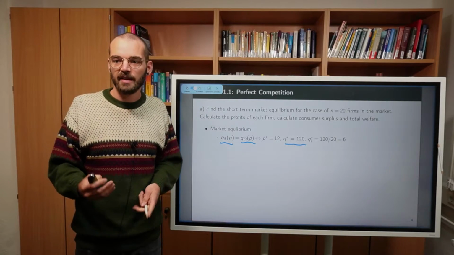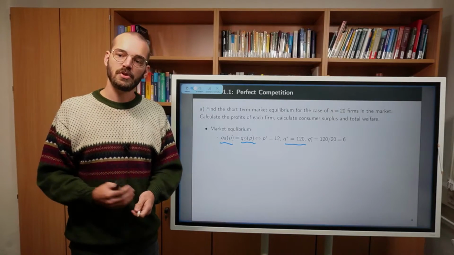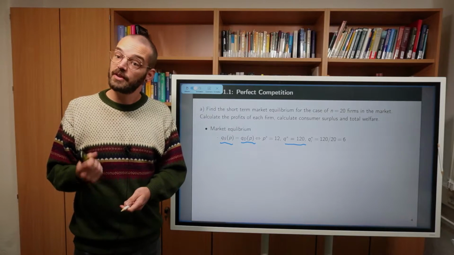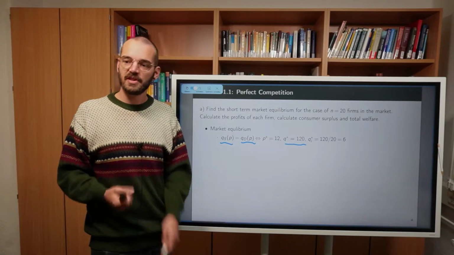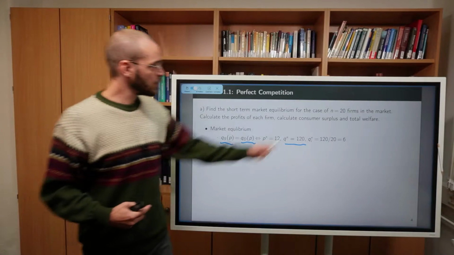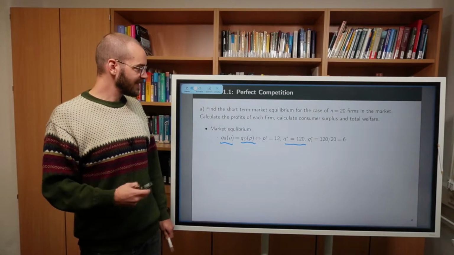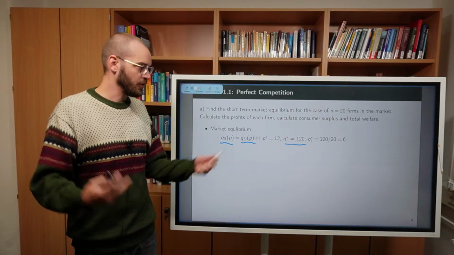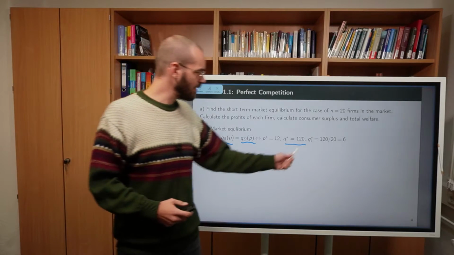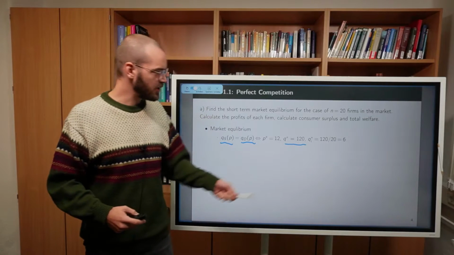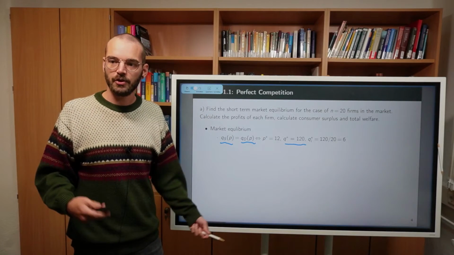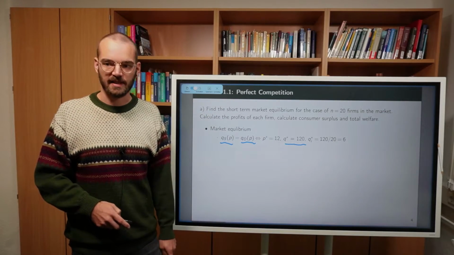This of course is the total quantity in the market. And in order to find out what the individually produced quantity of each individual firm is, you of course have to consider that there is, per assumption, 20 firms in the market. So each individual firm gets to produce and sell a quantity of 120 divided by 20, so 6. So Qi in equilibrium equals 6.